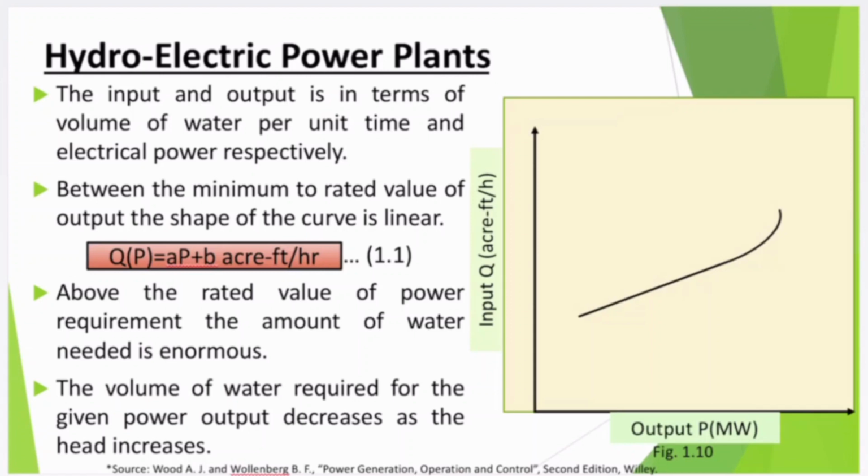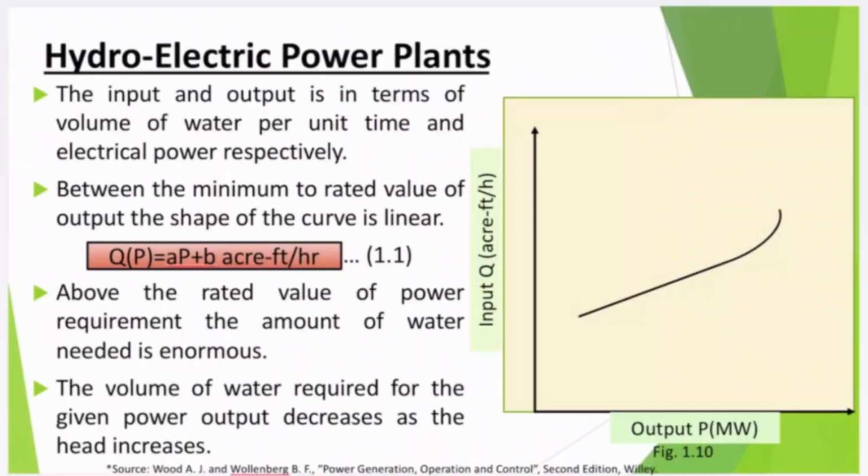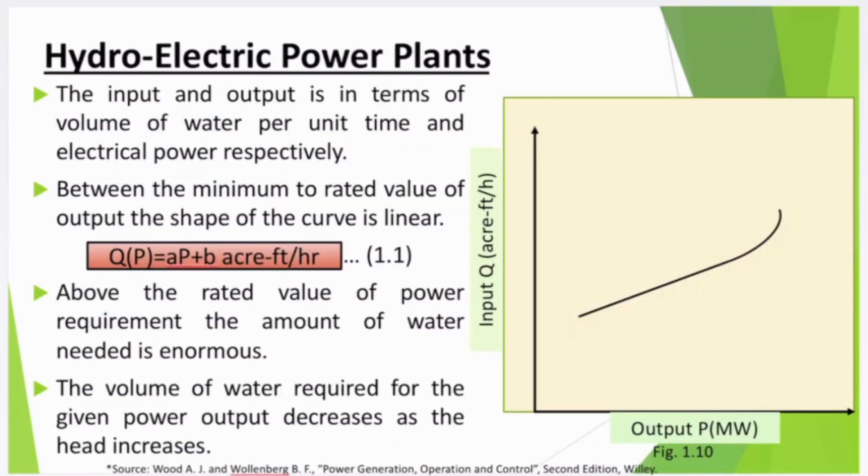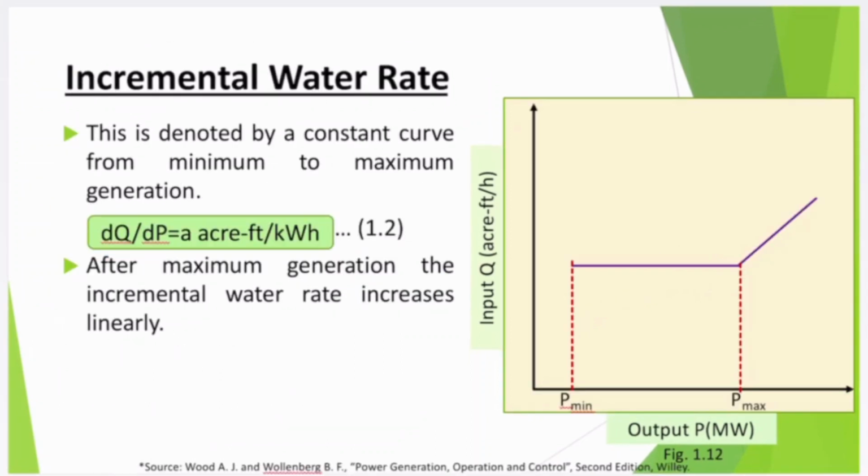So acre-feet per hour is the volume being discharged through the hydropower plant to produce X megawatt of power. Okay, so this is the characteristic where the input is my volume of water and the output is my power generated. Now you can also plot the incremental water rate. So you have to differentiate, that is dq upon dp. So when you differentiate the previous characteristic, as you could see, AP plus B, after differentiation, it is purely a constant, acre-feet per kilowatt hour.